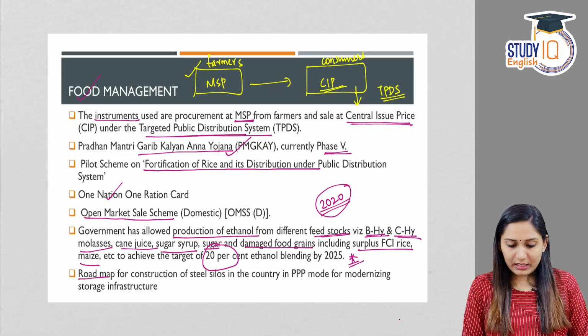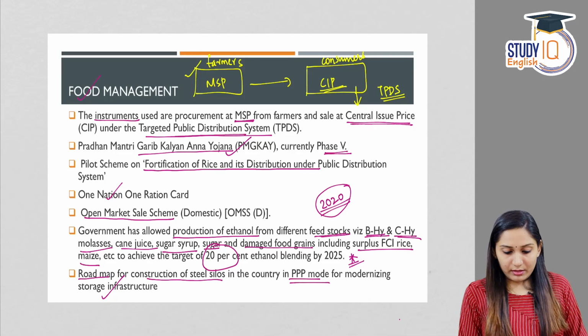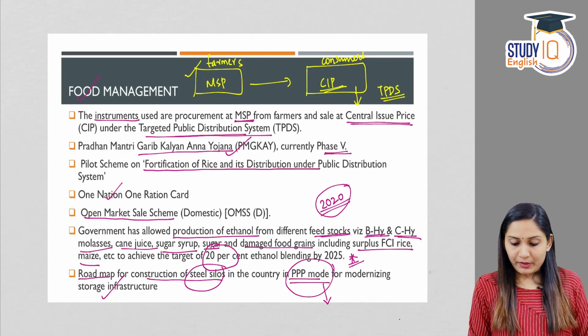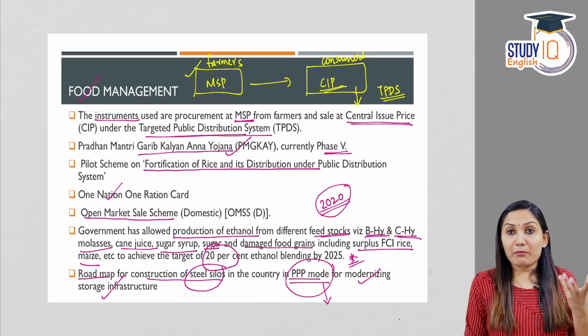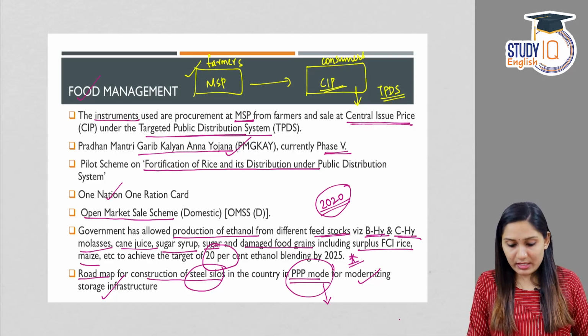A roadmap for the construction of steel silos in the country in PPP mode for modernizing storage infrastructure. PPP mode is public-private partnership. Now, what is steel silos? That is storage facilities, modern storage facilities. Why? Because this will reduce the wastage and also damage caused to these crops.